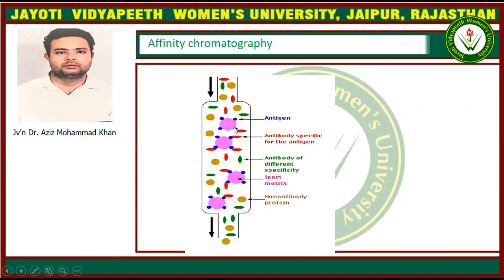So if we want to separate any particles, we need a stationary phase. For example, this pink color is an inert matrix, that is the stationary phase on which the antigen is bound, and on this antigen we added a mobile phase, that is our antibody. Our antibody will bind to this antigen, and they will cross-link with each other, and we can separate these particles on their binding basis.